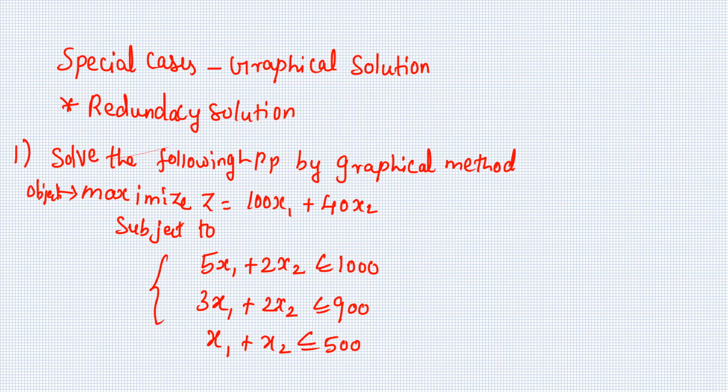We call this the objective, and these are the constraints we have, and at last the non-negativity variables are given. So for this problem we have to find the solution by graphical method. Now we consider the first equation.